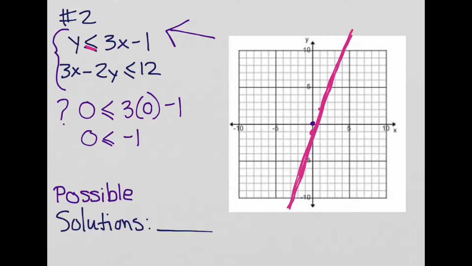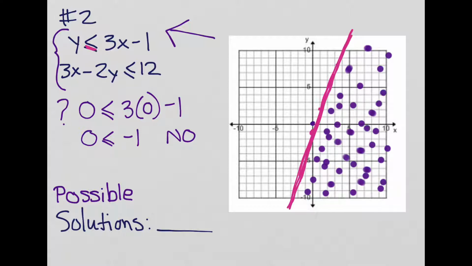Would you rather have $0 or negative $1? I'd rather have no money than be in debt. So that means that 0 is bigger. It's not less than, it's greater than. So the answer here, is 0 less than or equal to negative 1? The answer is no, it's not. That means that the point we chose there, 0, 0, is not a solution. It's not cool. Doesn't live in solution land. That means solution land must be on the other side of the fence. Solution land must be over here because 0, 0 did not work.